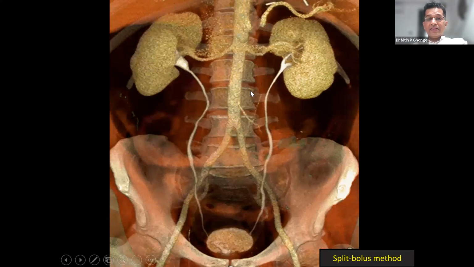This is a modification of CT urography, where the contrast is given in two different phases.